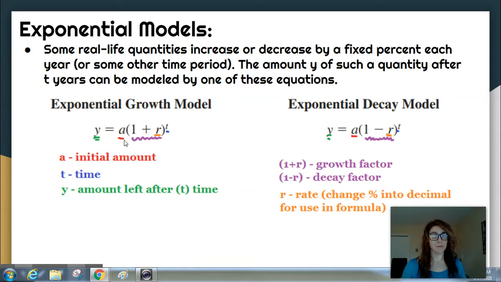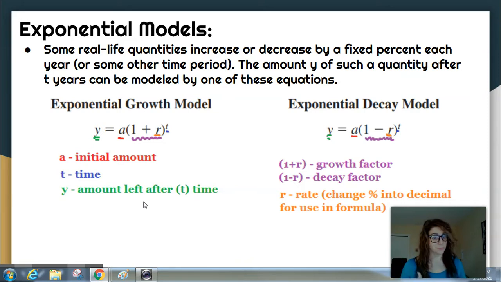A, your initial value, initial amount of something. Maybe it's the initial amount you bought the car for, or it's the initial amount of money you put in the bank. That's your A value. T is the time, so how much ever time has passed. Usually it's in years. Y is the amount left after said amount of time.